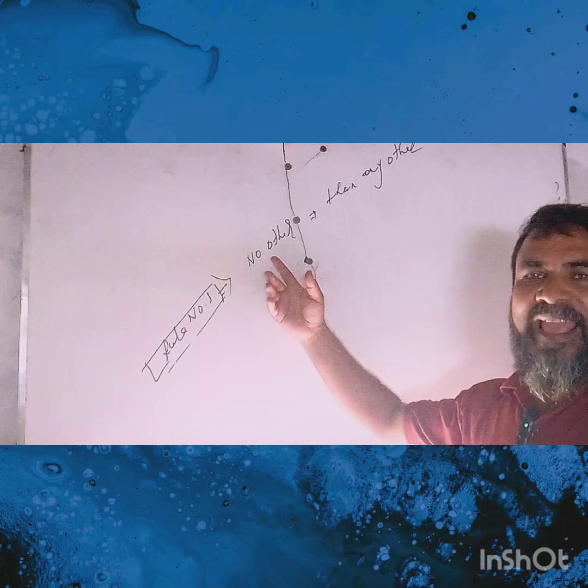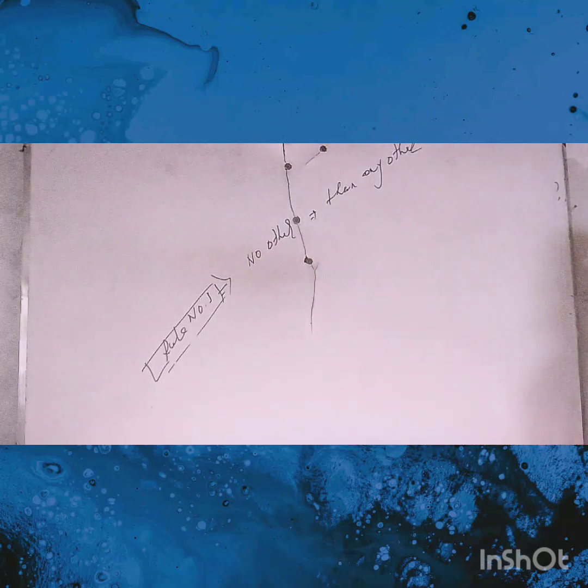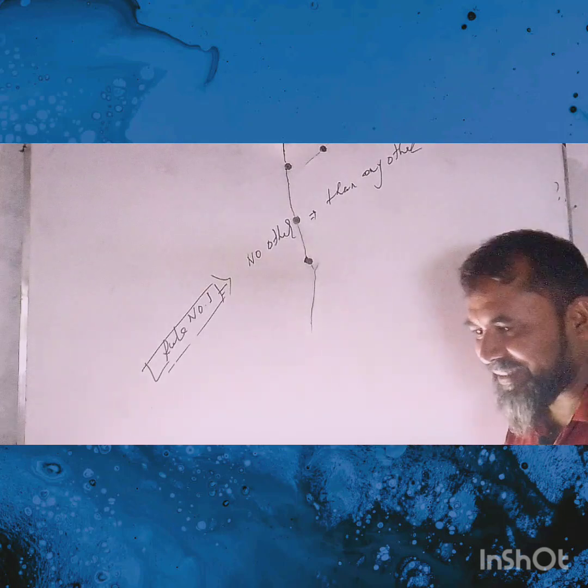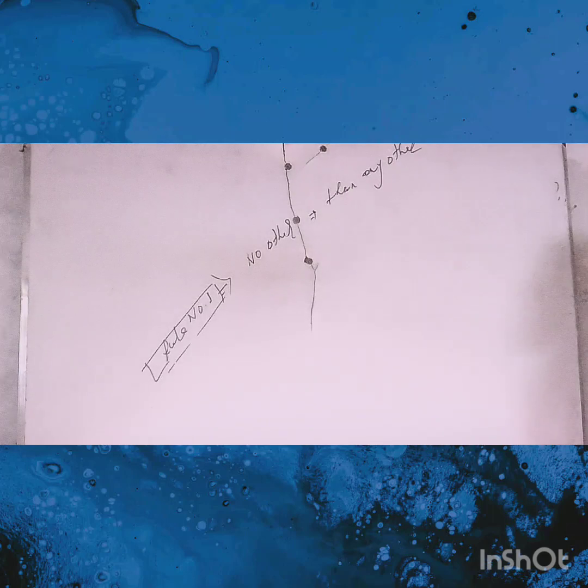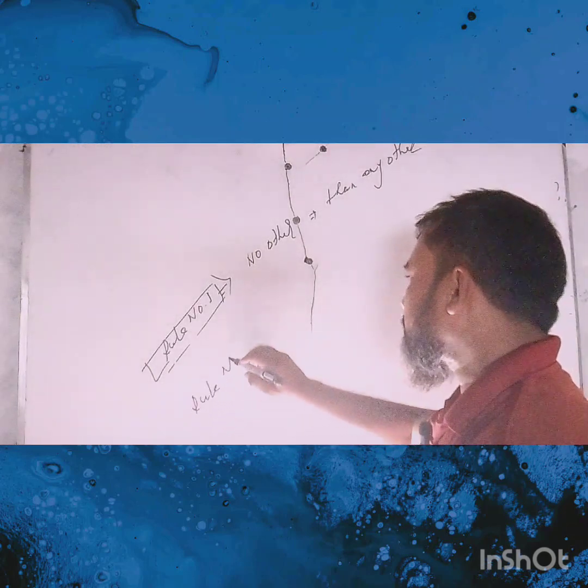From rule number one, keep in mind that if any positive degree starts with no other, we have to use than any other when converting such a positive degree into a comparative degree. So we should memorize: no other equals than any other.